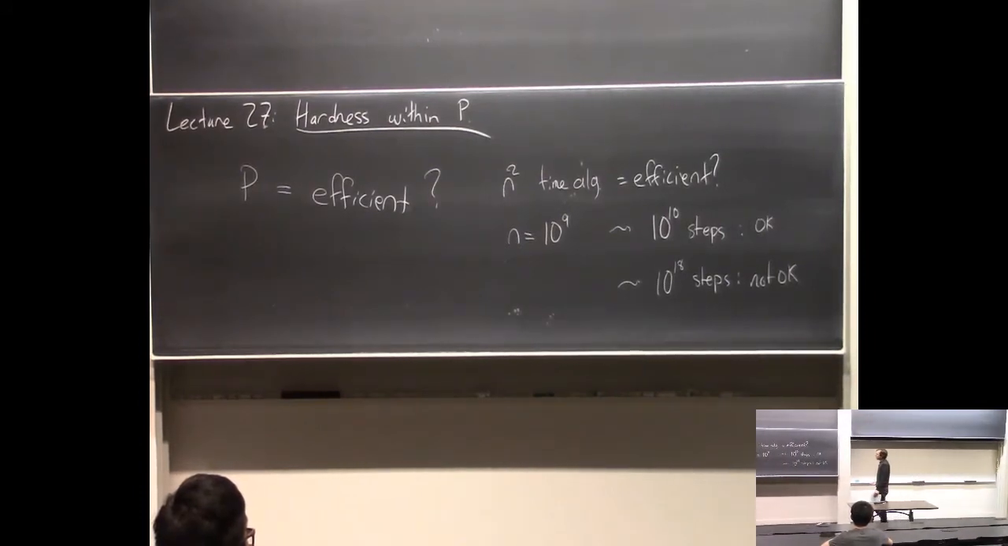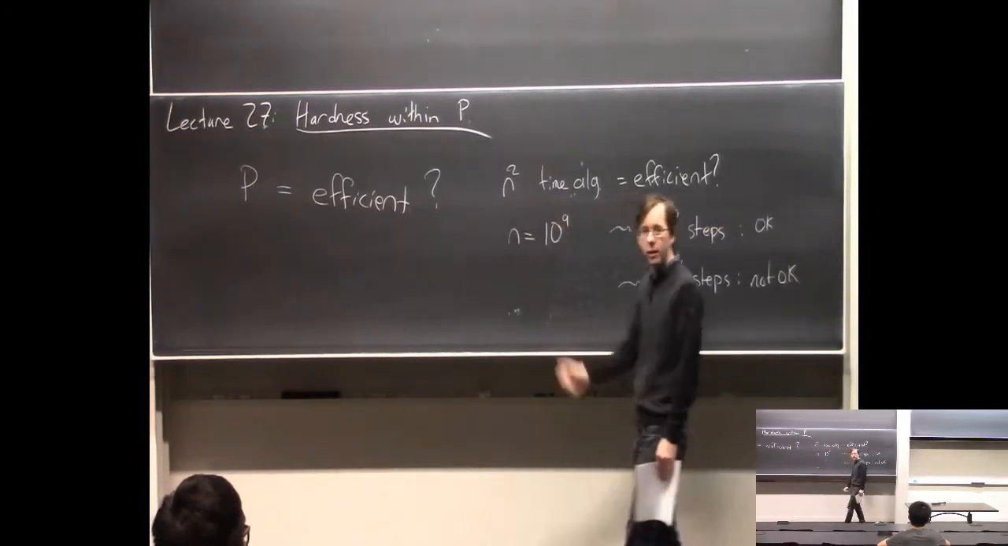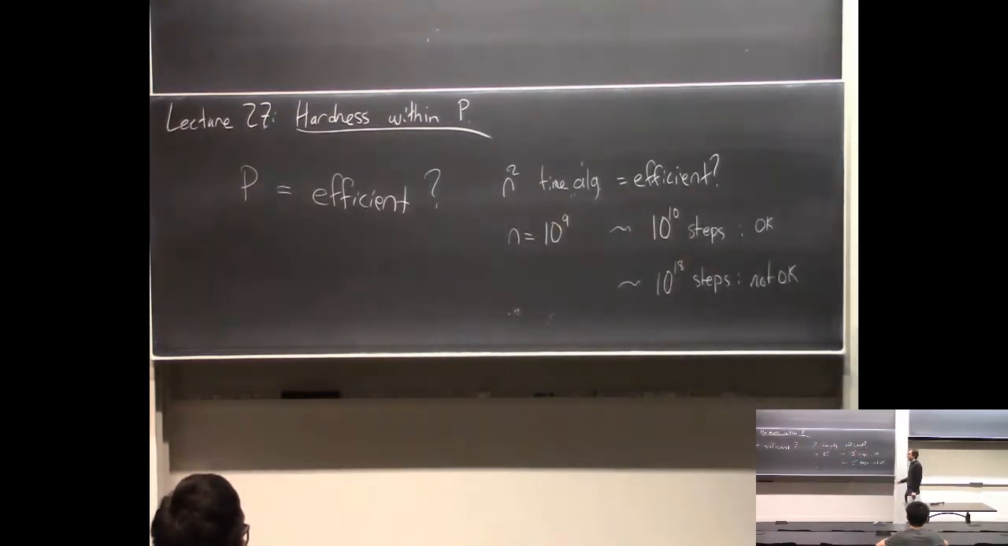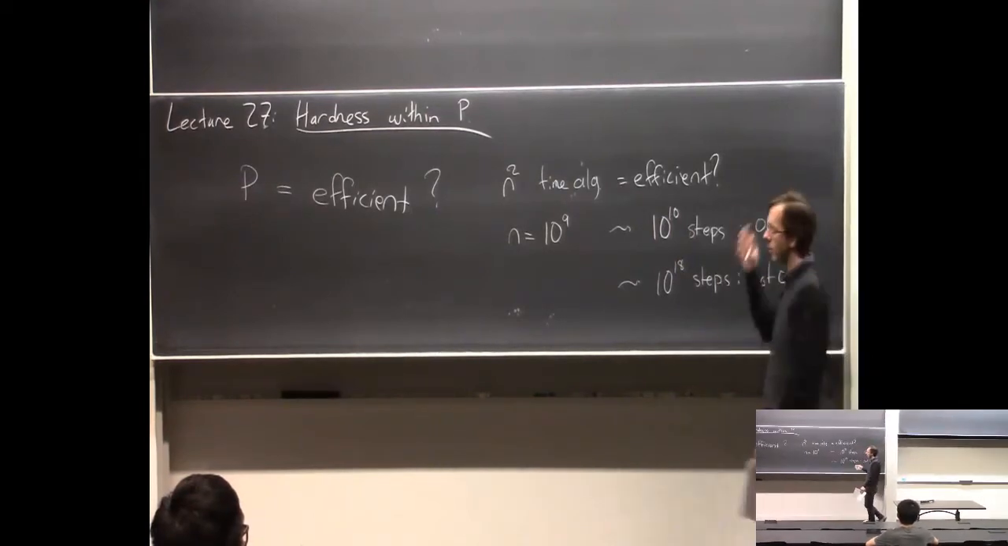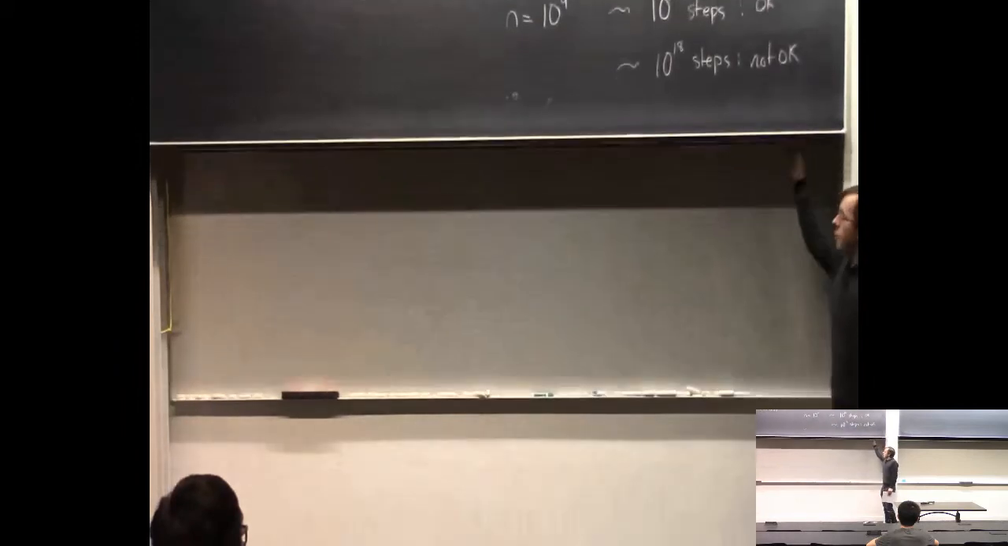And honestly, the gold standard for actual efficiency is kind of like order n times polylog n. So in some sense, n² is not even that awesome. I mean, it's OK if n is whatever, 1,000 or 10,000 or something. But we have to worry about that.